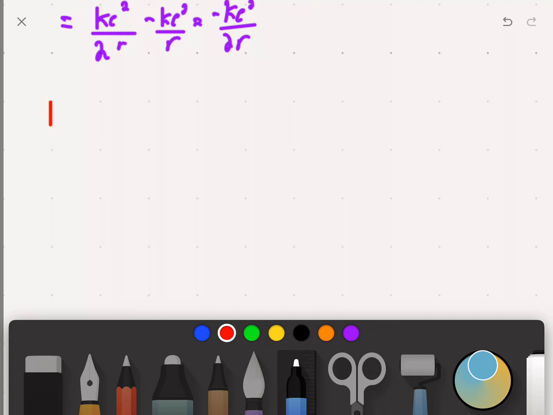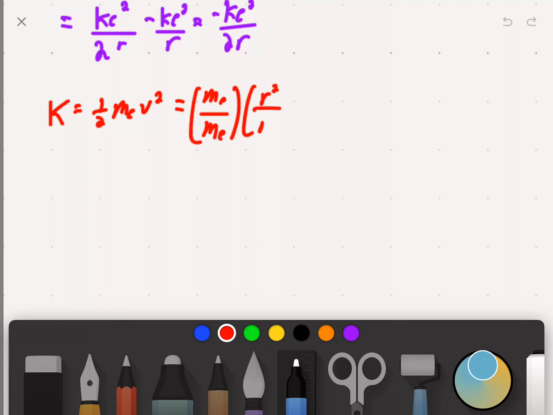So we know that our kinetic energy is 1/2 m_e v squared. We can write this as multiplying by 1: if we have something over that same thing, that's just multiplying by 1. We can do that as much as we want. So we're going to take m_e over m_e, the mass of the electron, and do the same thing for r squared over r squared. Then we just have m_e squared v squared r squared over 2 m_e r squared. Nothing has changed, except we know that L is equal to r m_e times v.